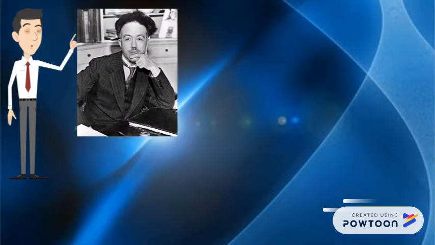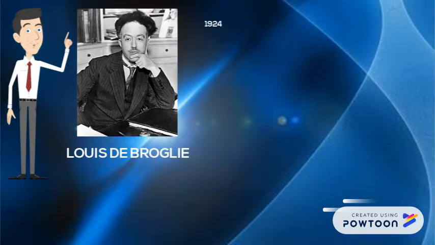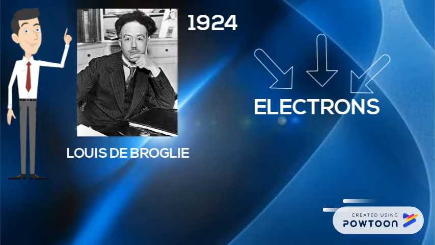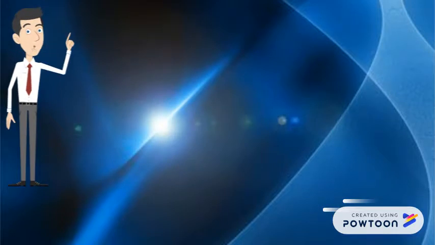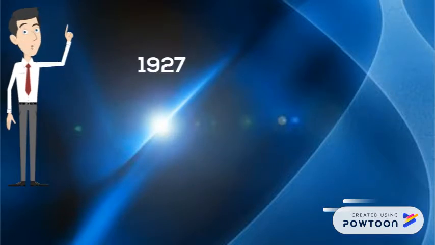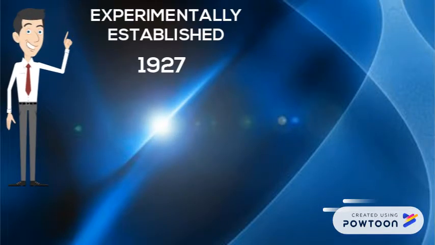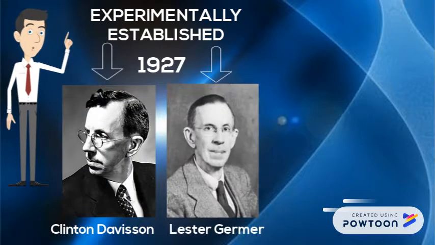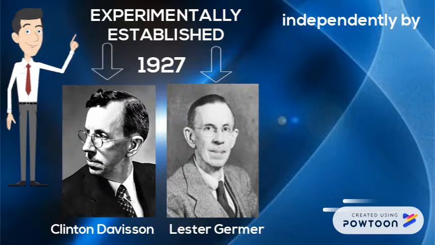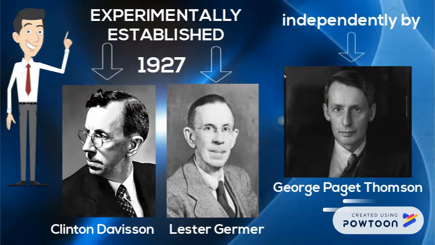French physicist Louis de Broglie proposed in 1924 that electrons and other discrete bits of matter, which until then had been conceived only as material particles, also have wave properties such as wavelength and frequency. Later in 1927 the wave nature of electrons was experimentally established by American physicists Clinton Davisson and Lester Germer and independently by English physicist George Paget Thomson.